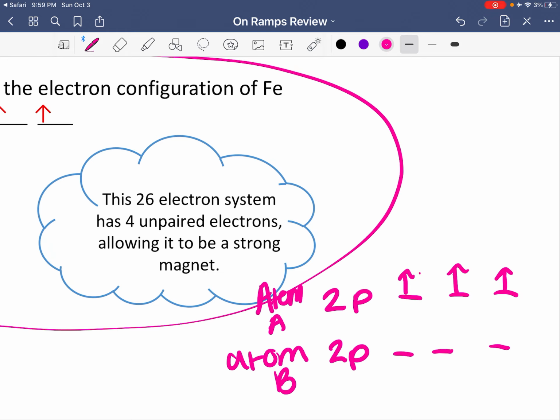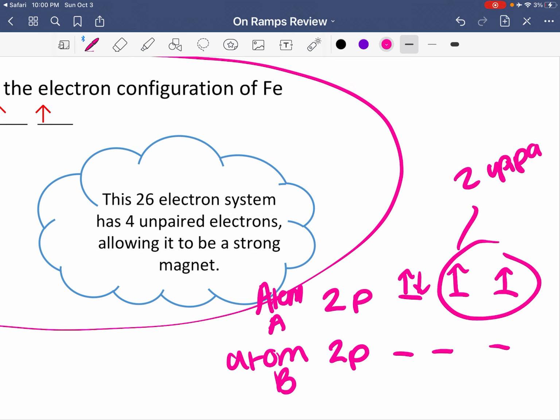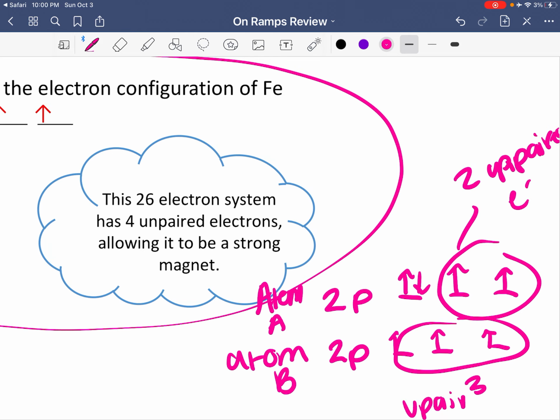Say atom A has one of the orbitals filled. So we have 2 unpaired electrons, so they don't have a pair. Let's say atom B has all 3 unpaired electrons. So 2 versus 3. 3 is greater. 3 is more magnetic.